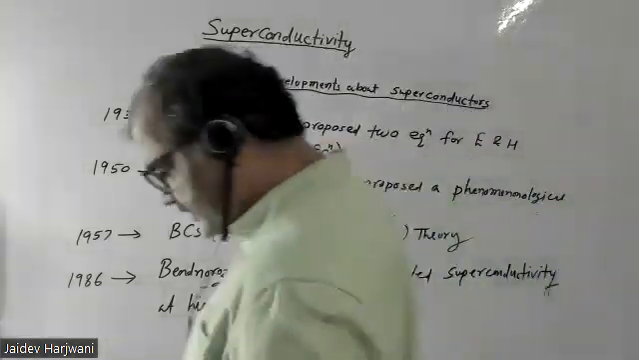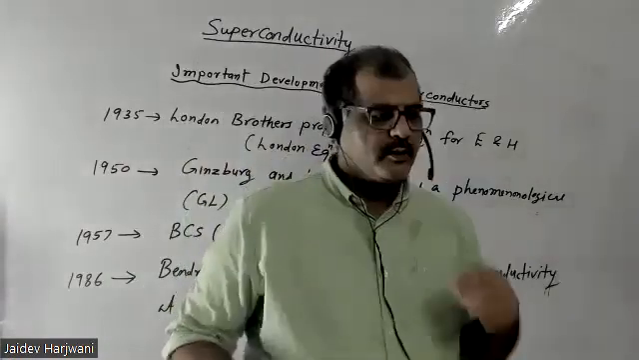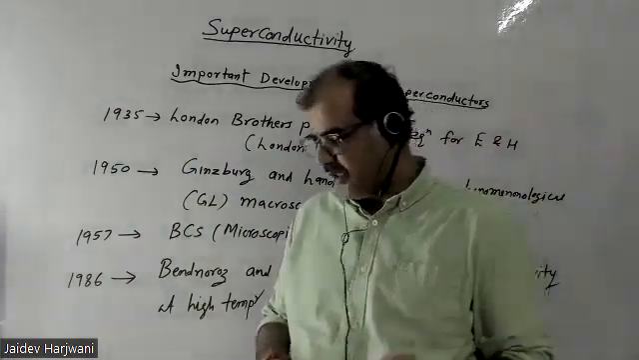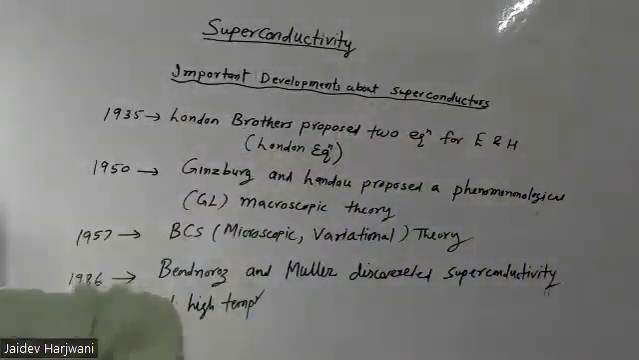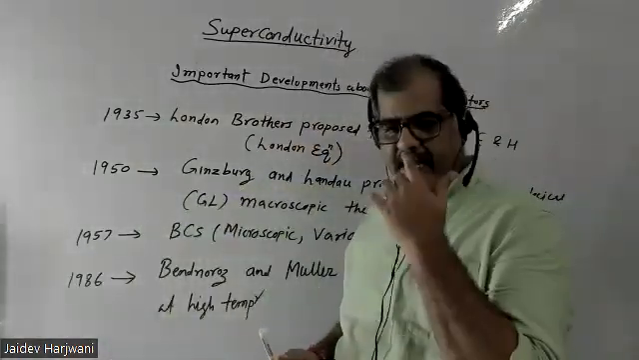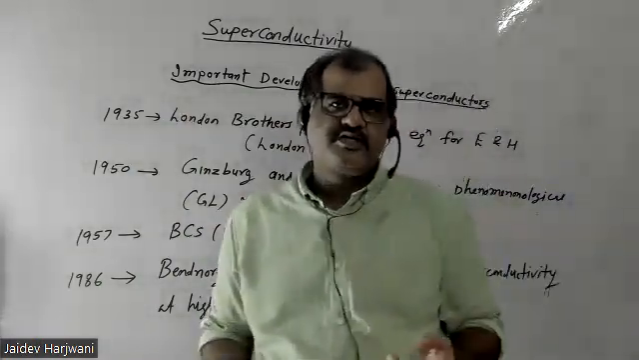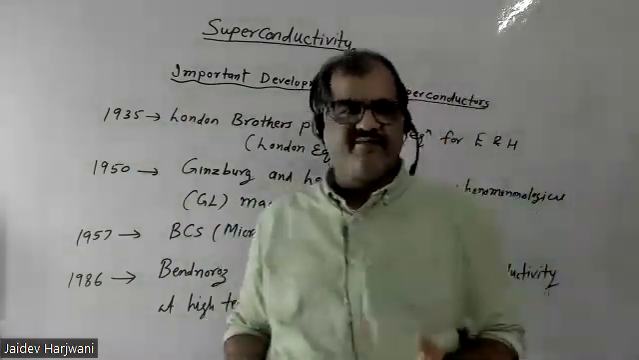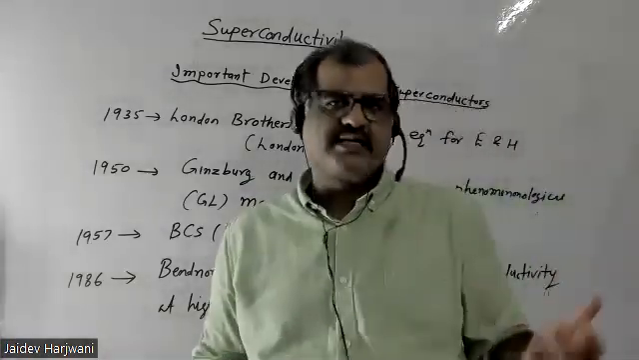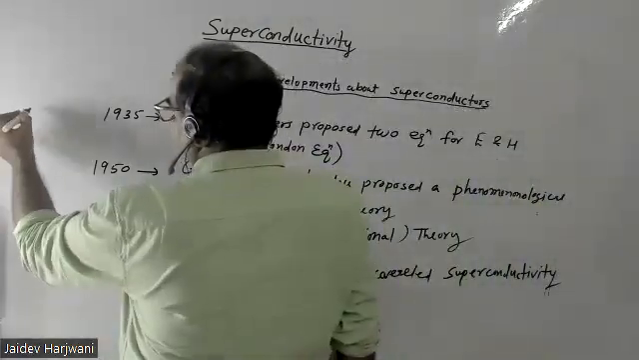Yesterday we were discussing superconductivity, and I told you the true test of superconductivity is perfect diamagnetism. Your superconductor shows zero resistivity as well as perfect diamagnetism. Diamagnetic materials are those materials which repel an external magnetic field. That means the susceptibilities of diamagnetic materials are negative.